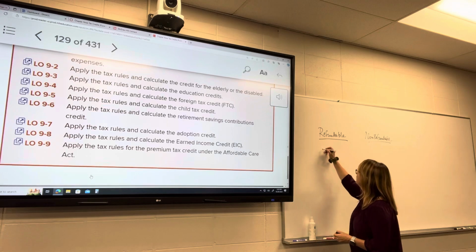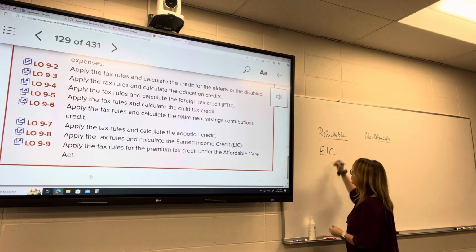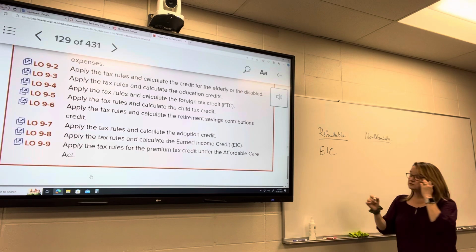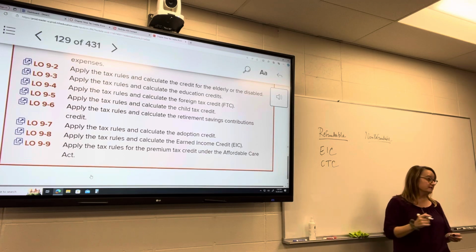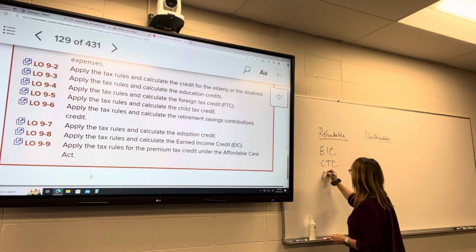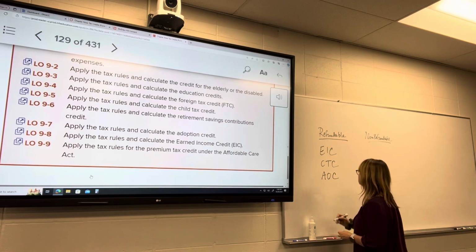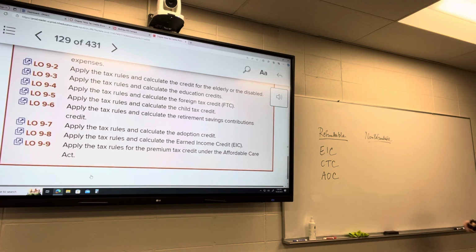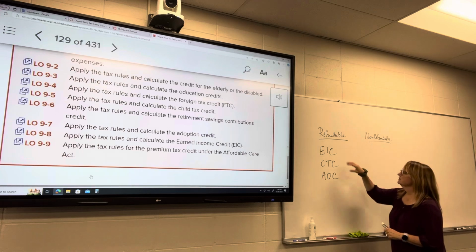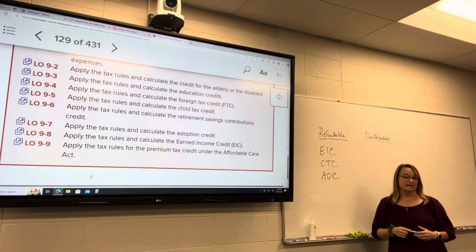So refundable credits: the earned income credit is one. The child tax credit has a refundable component to it. And the American Opportunity Credit. You'll pick up on the acronyms through this chapter. But these are the three refundable types of credits.